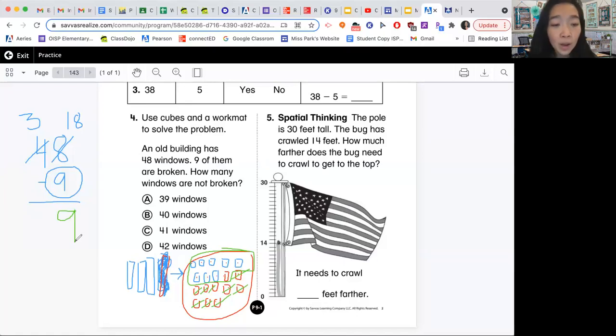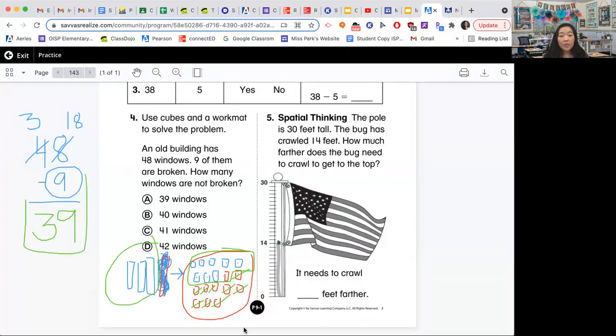We gave away one of those 4 10s to the ones. So how many 10s do we have left? 3. So what is our final answer? How many windows are not broken? Very good.